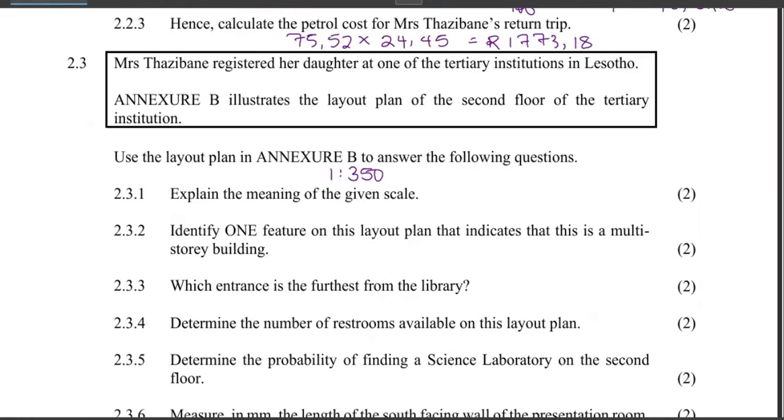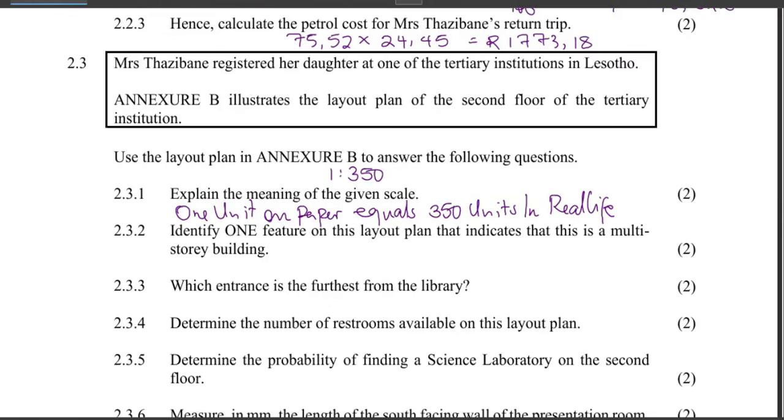Then give the meaning. The meaning you're going to tell us, because I've told you it's 1 is to 350. What is the meaning? You will say 1 unit on paper equals 350 units in real life.